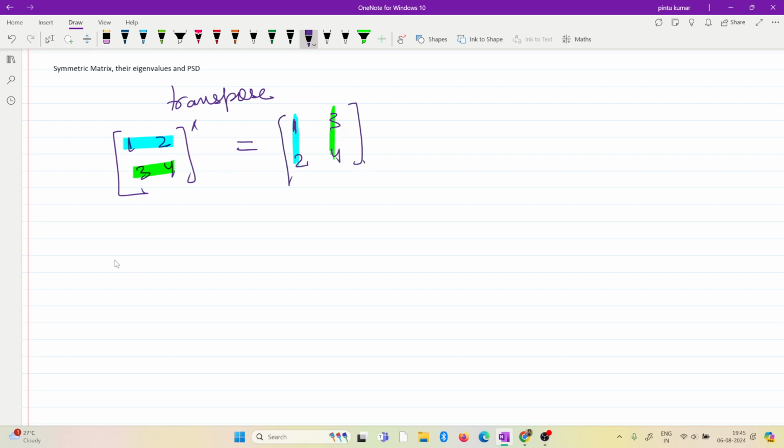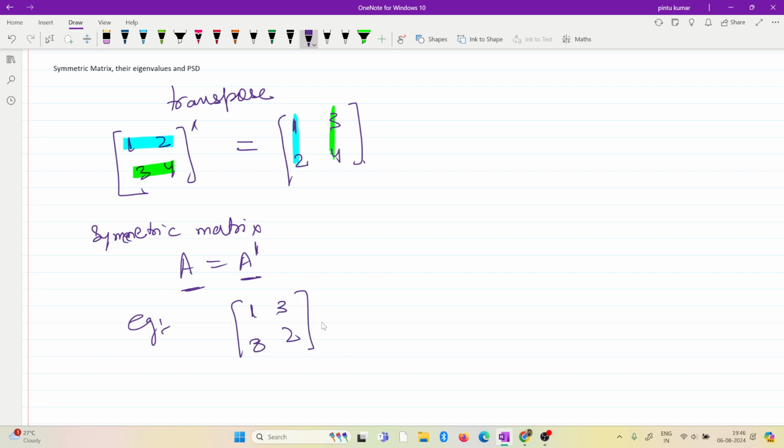So what is a symmetric matrix? A is symmetric if A is equal to A transpose. If both A and A transpose are the same, then it is a symmetric matrix. For example, a matrix like 1, 2, 3 and 3. This is a symmetric matrix. Even if you take the transpose, you're going to obtain the same matrix.